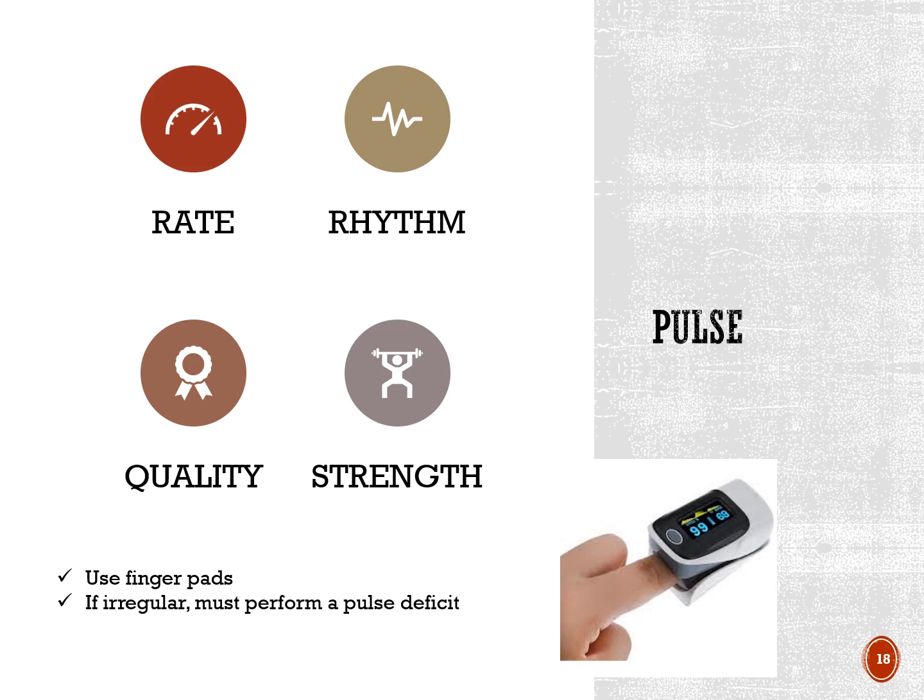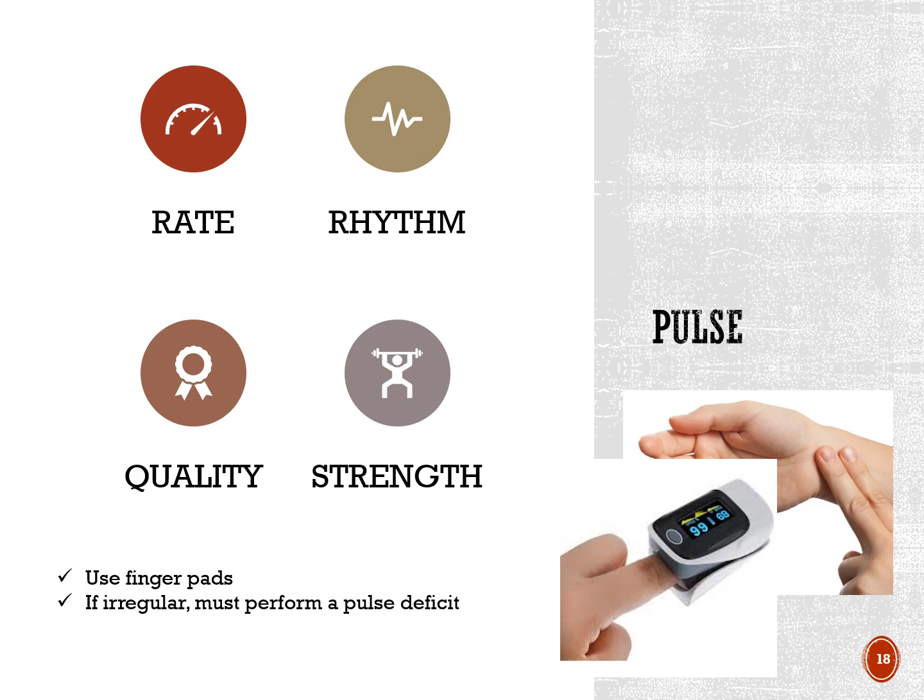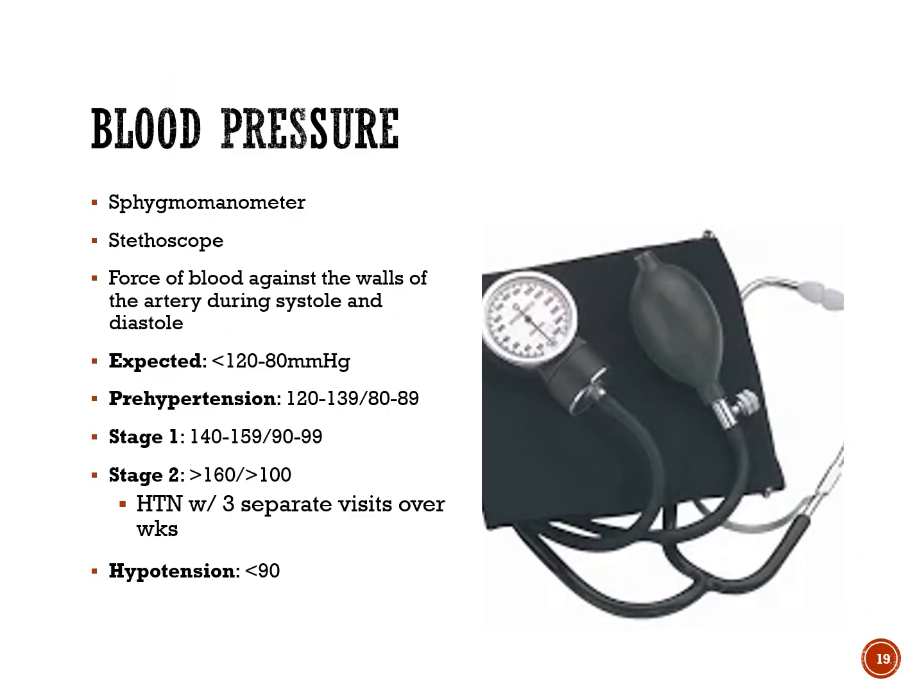So here's a pulse ox. This determines the oxygen and it can give you the heart rate, but the best way to get the heart rate is actually manually, using your finger pads at each location. So here's the manual. This is when they're using 2 finger pads to feel for the radial pulse.